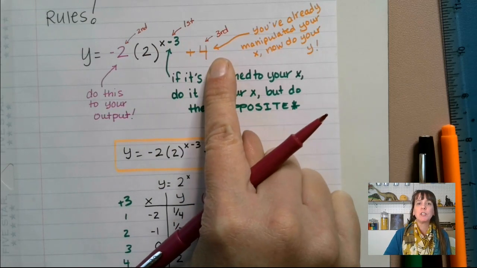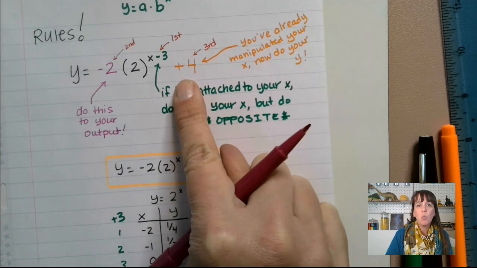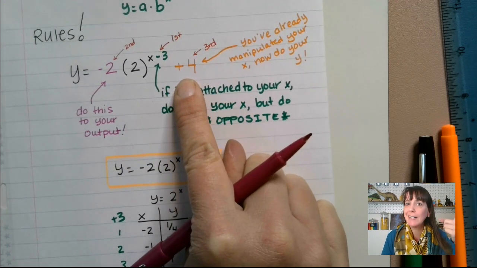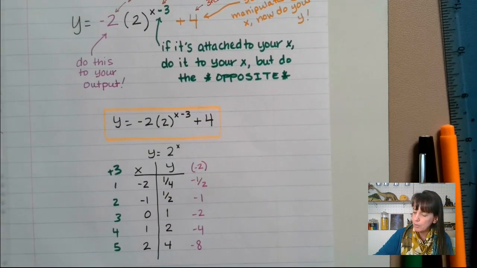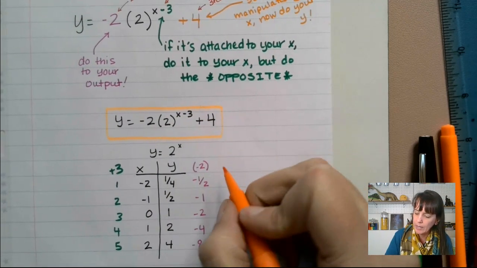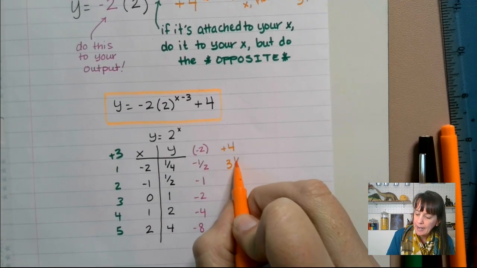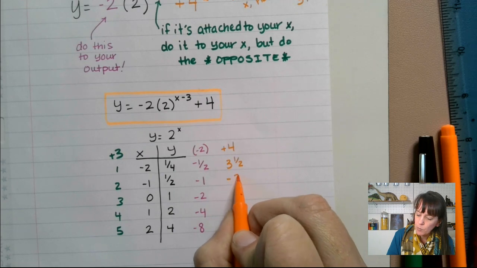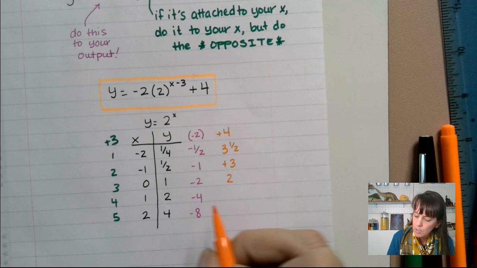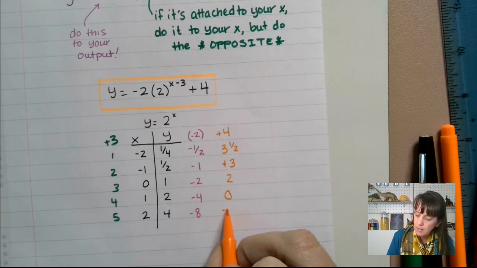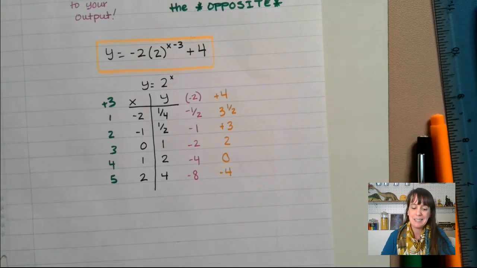Now, the last thing we want to do is we've already manipulated our x, we do have to manipulate our y. And with our y, you do exactly what it says. Remember, x is opposite, y is the same thing, so 4. So we're going to come over here with our orange, and we're going to add 4 to our y. So we say plus 4 here, and that gives us 3.5, 3, 2, 0, -4.